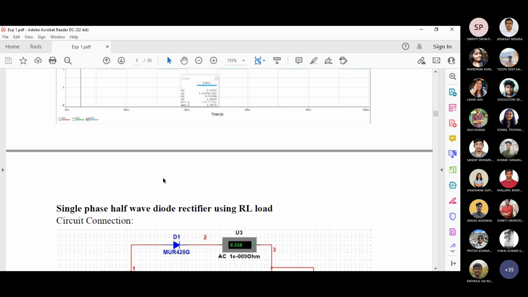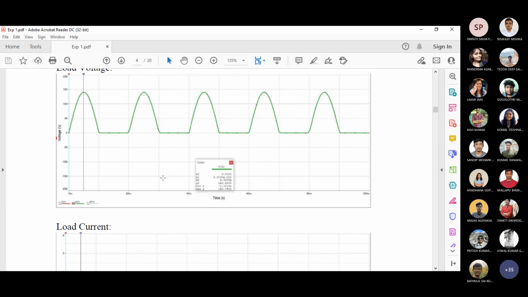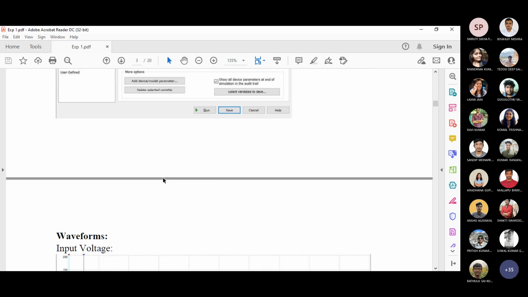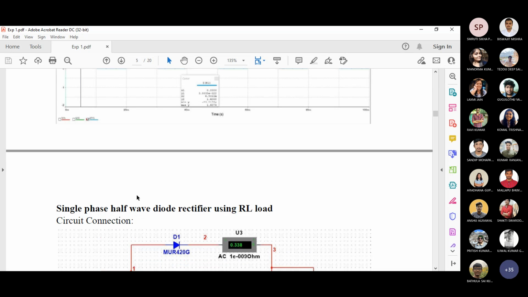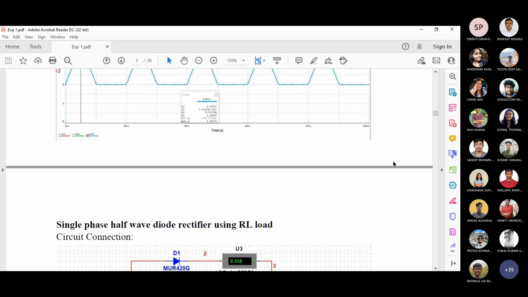You can also write a comment or conclusion section. You can also separately give a comment. So discussions, you need to do the discussion: what you have observed from the waveforms. The discussion portion is not written over here, but you have to write the discussion portion.